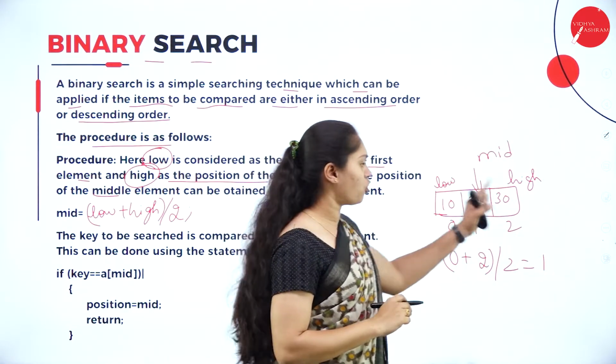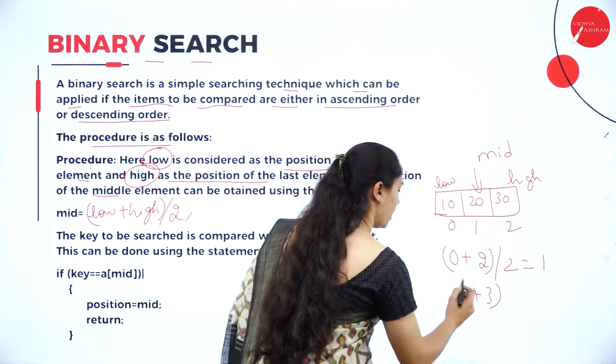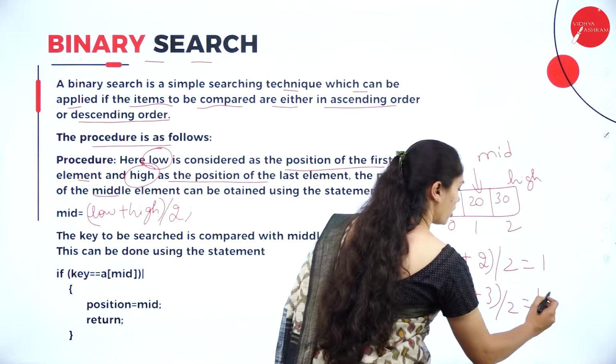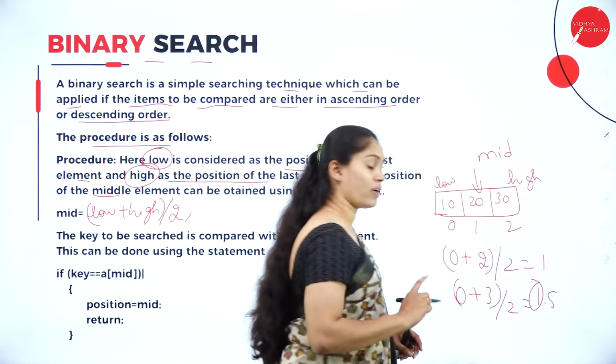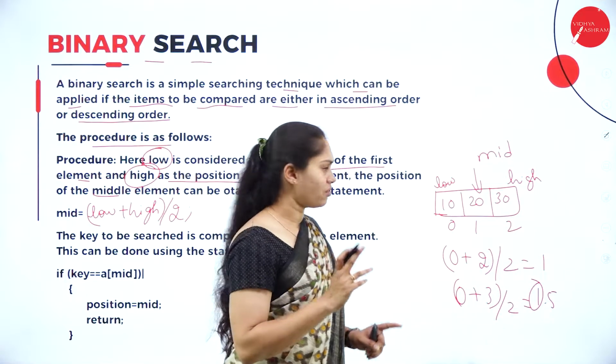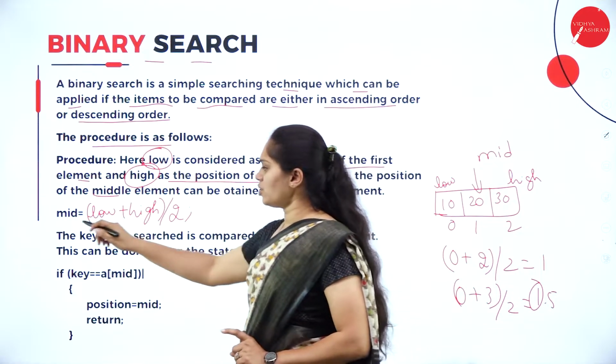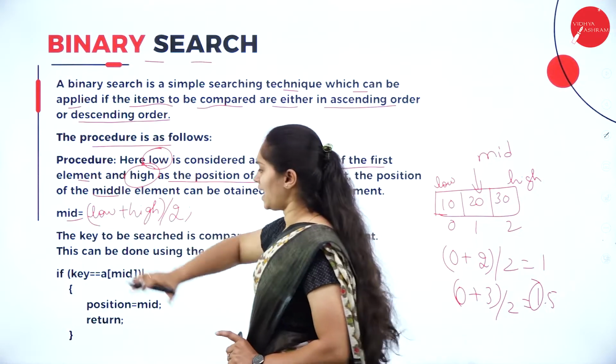So what if I have 4 elements? Then it will be 0 plus 3 divided by 2. It will become 1.5. You should consider that as 1, not 1.5 or 2. So we have to consider the position 1 as the mid element if we have 4 elements over there. So in this method we are going to find the mid element.